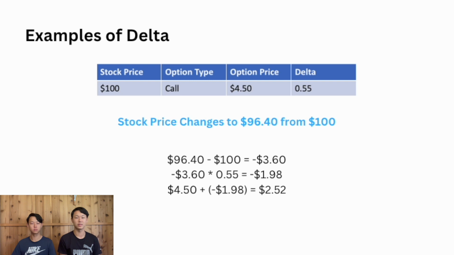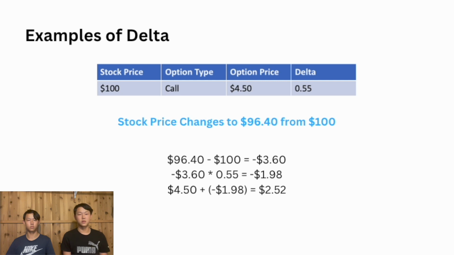Multiplying this value by my delta of 0.55 gives me negative $1.98. So the price of my call option will decrease by $1.98. Subtracting $1.98 from my original value of $4.50 gives me a new price of $2.52.